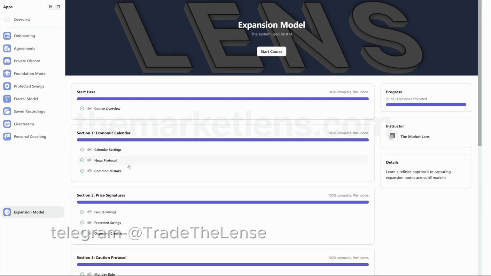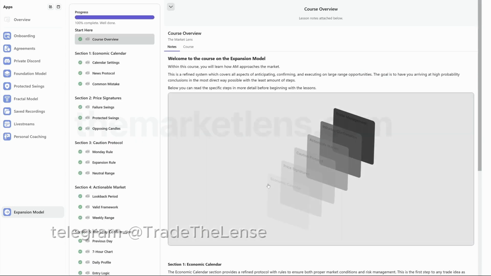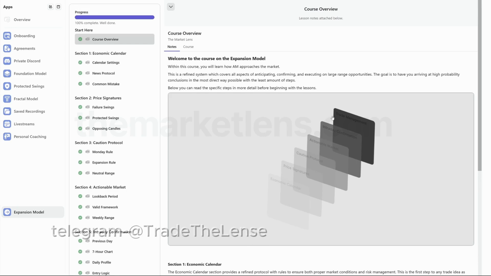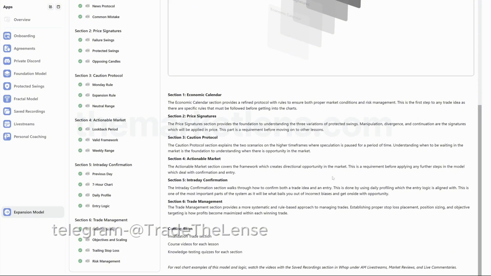So some things were adjusted, especially here in the economic calendar. And that's what we had here as well, where this is pretty much the overview of each section, what I just explained here. And these are the 6 sections: economic calendar, price signatures, caution protocol, actionable market, intraday confirmation, and then trade management. And then these are the things that I will eventually add in as well that I know at the moment. There will be a section for trading the invalidation, which is a relevant topic because it presents trade opportunities. So that is going to be added here, and it's going to be pretty straightforward when it's involved in all of these things here, and you'll see why.